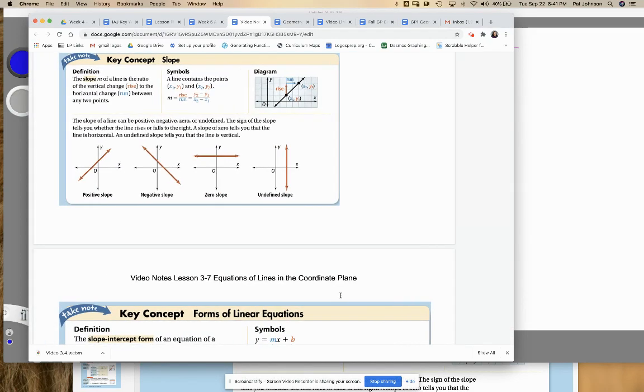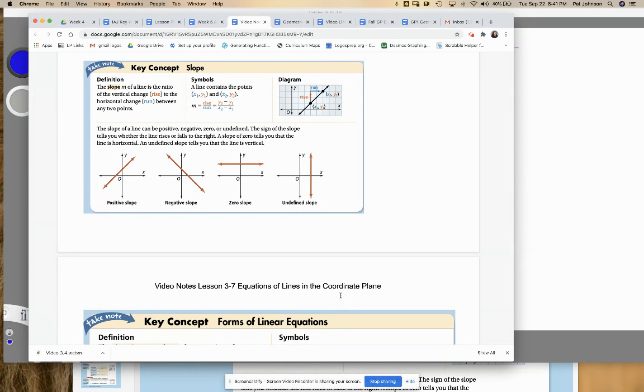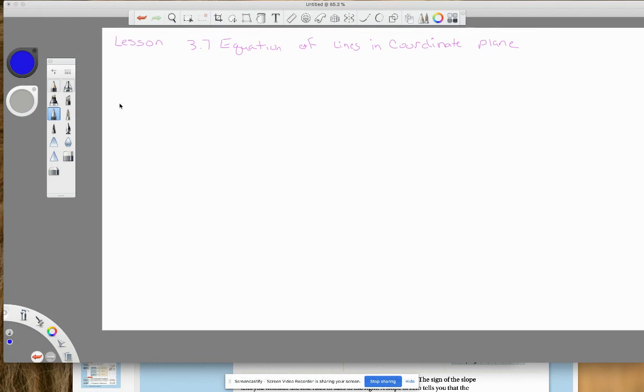So our first key concept is slope. What is slope? Slope can be represented by the letter m. And slope m of a line is the ratio of the vertical change, rise, to the horizontal change, run, between any 2 points. So basically we can say slope equals, m equals rise over run. So remember, you rise up and down. You run horizontally. Okay, equals delta, change in y over change in x.